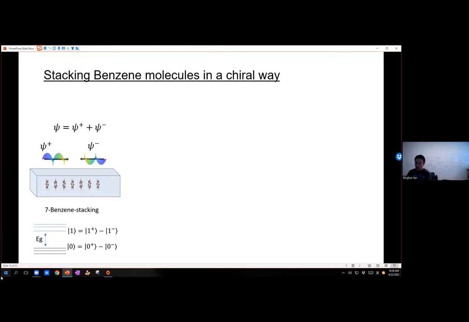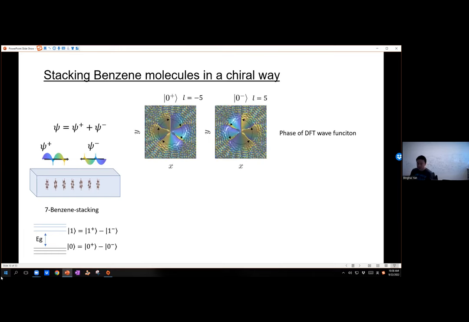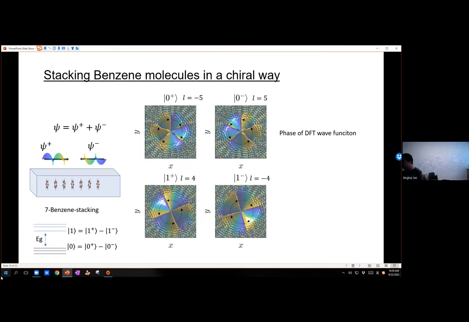But one more step we need to do is to separate the wave function into the left moving and right moving ones. I call them psi plus, psi minus. As long as we decompose the wave function, what we will see is that the occupied bands have an orbital. Actually, this orbital is five. You see the winding number of the phase. This is the phase, not the amplitude. And you can always get it from the DFT wave function, especially based on plane waves. If you go to the conduction band, you will see another, different orbital.